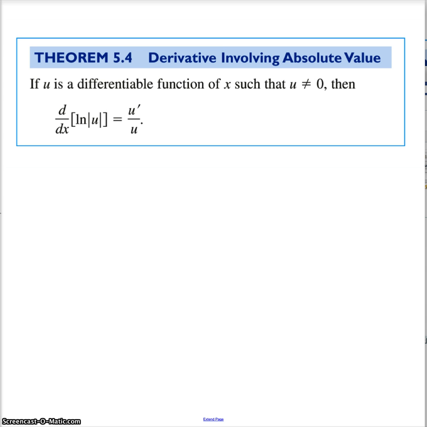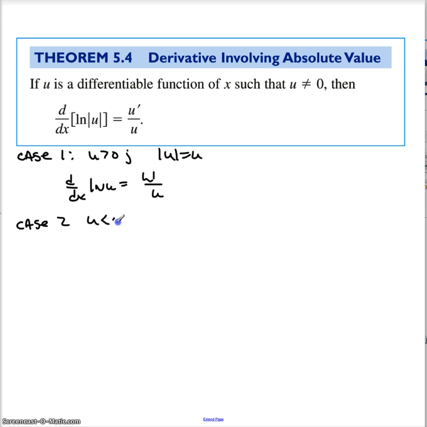Now, what happens when you want to take the derivative and it involves an absolute value? It turns out this is just u prime over u. Now, let's look at the two cases. Case 1 is when u is positive, then the absolute value of u is equal to u, and so the derivative with respect to x of log of u is u prime over u. Okay, that was kind of trivial.